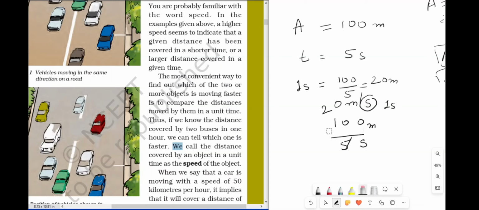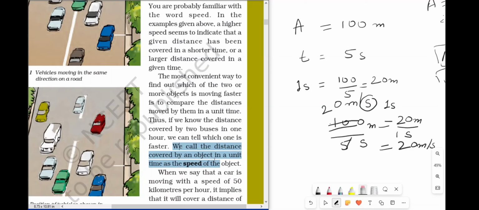And then if you want to reduce this fraction, you can say it's going at 20 meters upon 1 second, or in simpler terms, it's going 20 meters per second. So I hope the definition of speed is clear, because this is a very, very important definition going forward for this class as well as for the higher classes.